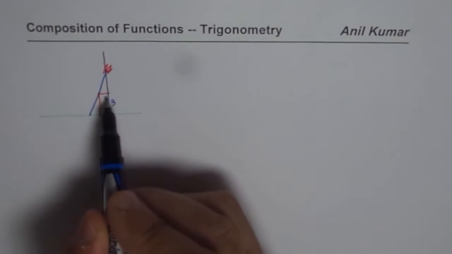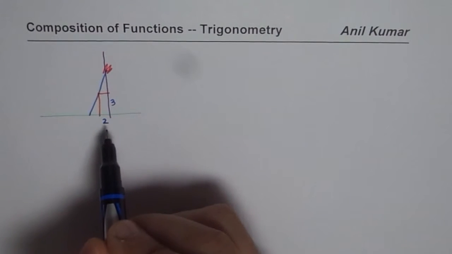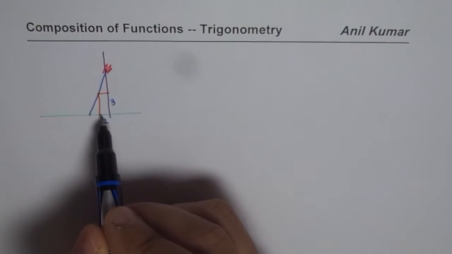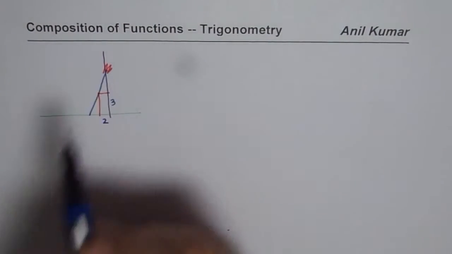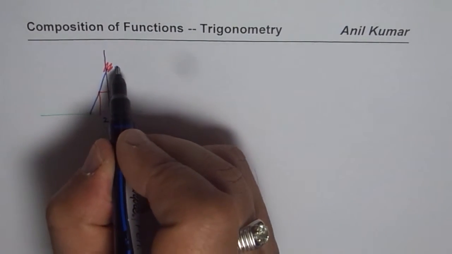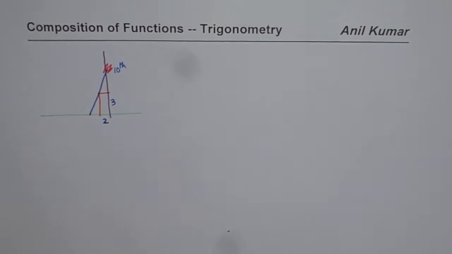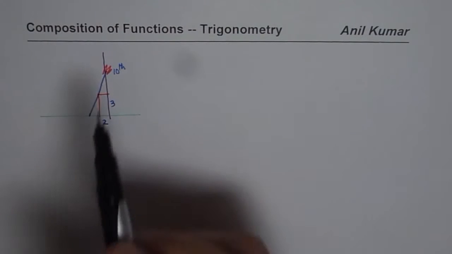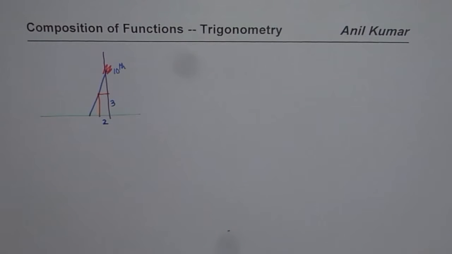Since there is a garbage bin here whose dimensions are 2 by 3, you cannot be so close, right? And that is probably the 10th floor for us. Let's say this is the 10th floor. Now the question is, what is the minimum length of the ladder which can be used in this situation to reach the 10th floor? Now how will you do this particular question? That is where we will introduce both composition of functions and how to relate distance in trigonometric terms.